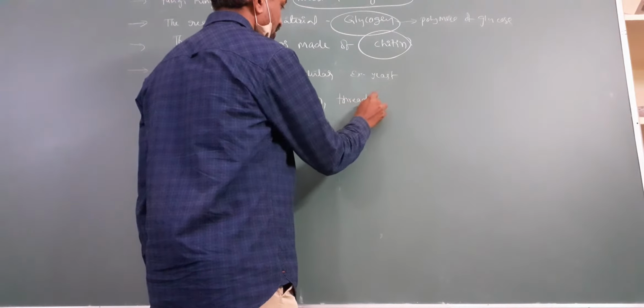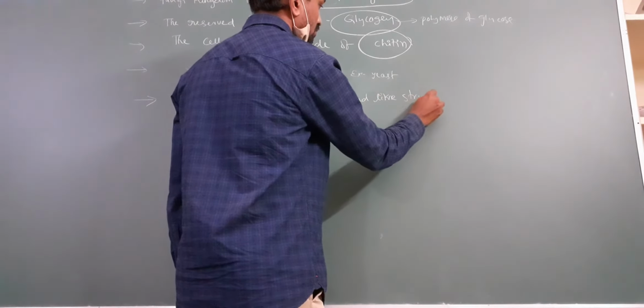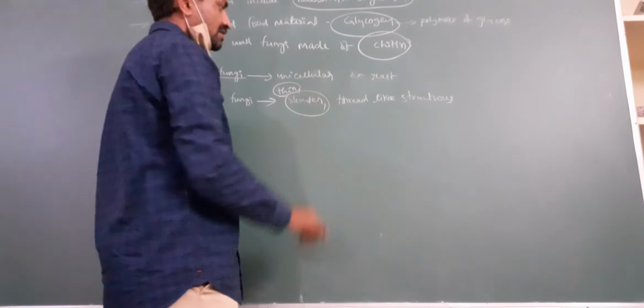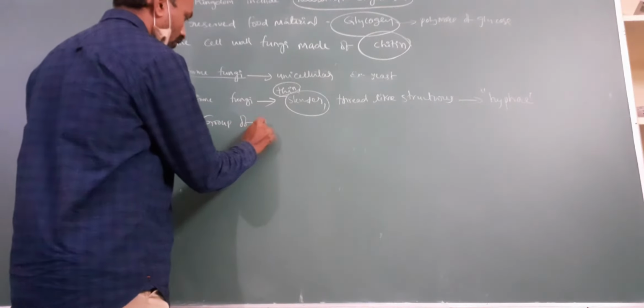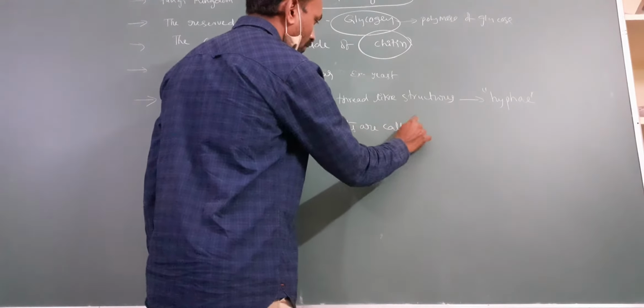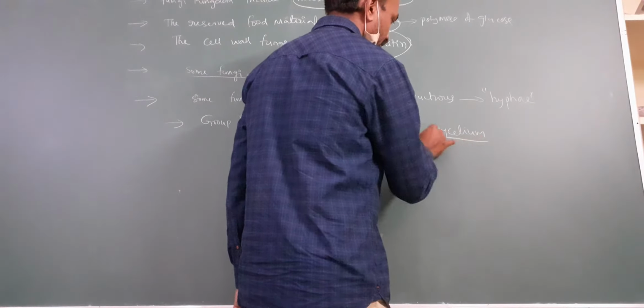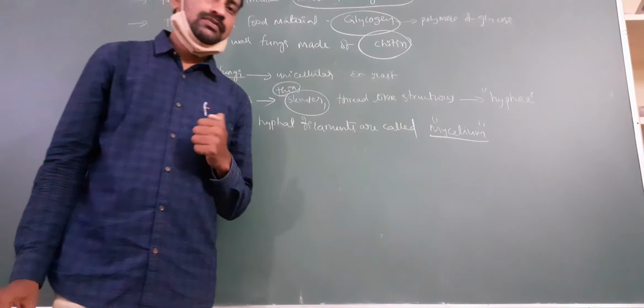Second type of fungi: in some fungi we can find slender thread-like structures. These thread-like structures are called hyphae. A group of hyphae filaments is called mycelium. Very, very important. So the body of the fungi is called mycelium.